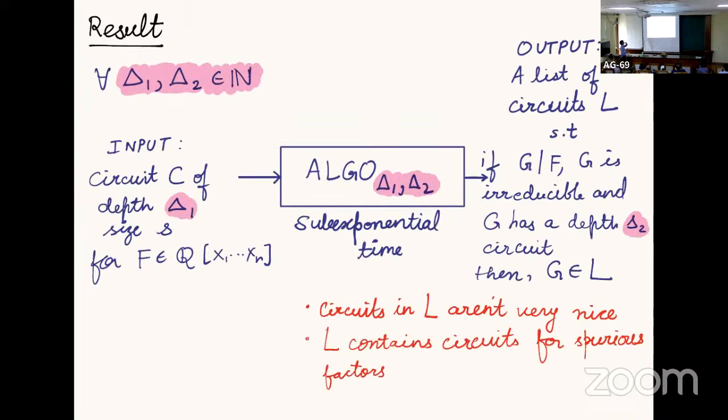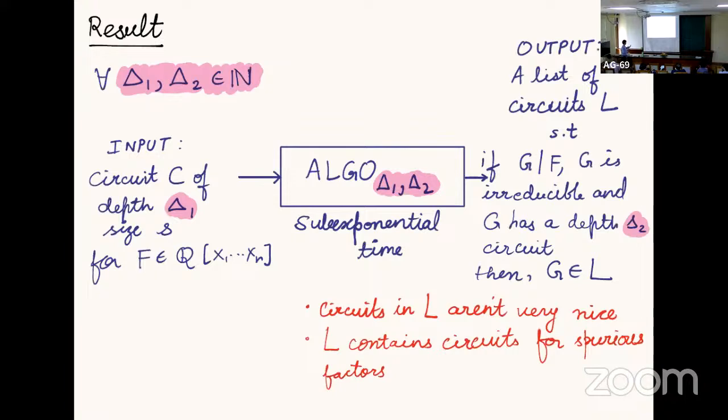All those delta 1, delta 2 are constant. So for any set of these constants, you get a separate algorithm. And I said these have to be constant depth circuits. To figure out why constant depth is important, I'll quickly talk about what this problem of polynomial identity testing is.